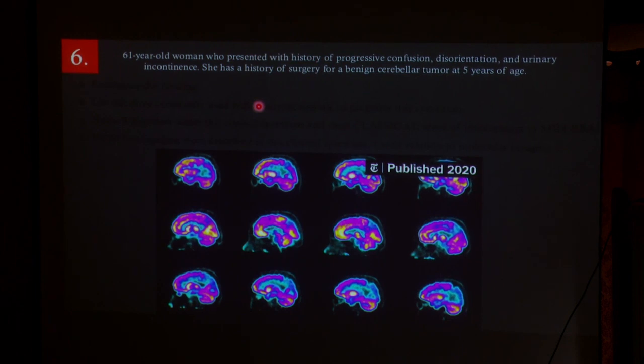So moving on from planar imaging to the more advanced imaging technique in nuclear medicine. That's a colorful image of a PET-CT. Here we have a 61-year-old woman who presented with a history of progressive confusion, disorientation, and urinary incontinence, and she has a history of surgery for a benign cerebellar tumor at 5 years of age. So what could be the interpretation?